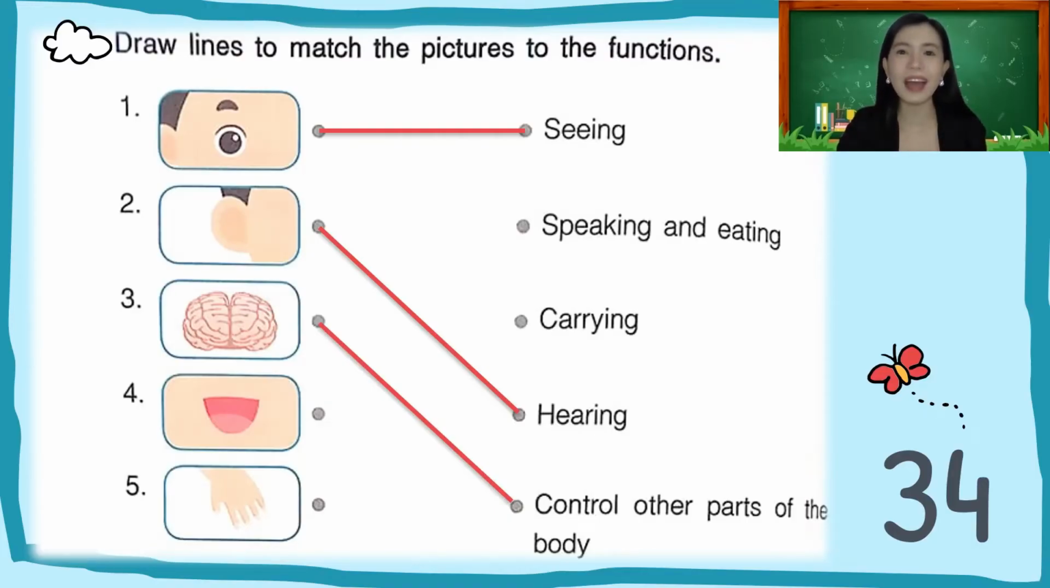Now for number 4, we have mouth. So the function of the mouth is for what? We are only left with 2 choices. Is it speaking and eating or carrying? Of course, we use our mouth to speak and eat. Very good. And the last one, number 5, is hand. We are only left with 1 choice, so that is carrying. We use our hand to carry things.